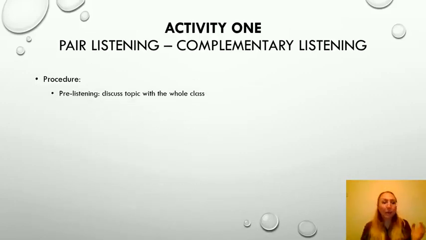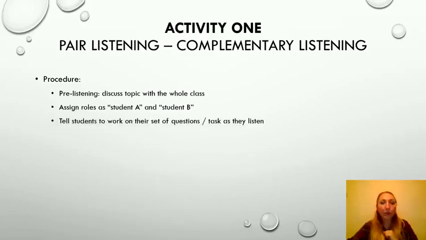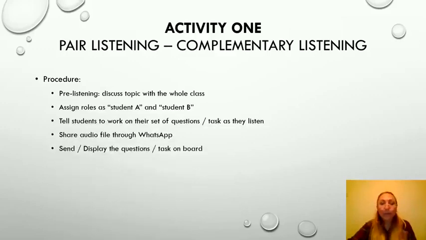Procedure. Let's see how it goes. Pre-listening: discuss the topic, of course, with the whole class. And then you assign roles as student A, student B. Then tell the students to work on their set of questions or tasks as they listen. Share the audio file through WhatsApp. Send or display the questions task on the board. Give time to complete the task.